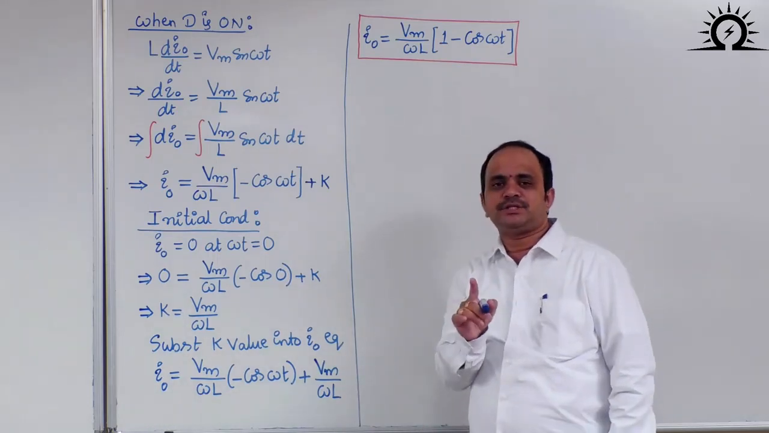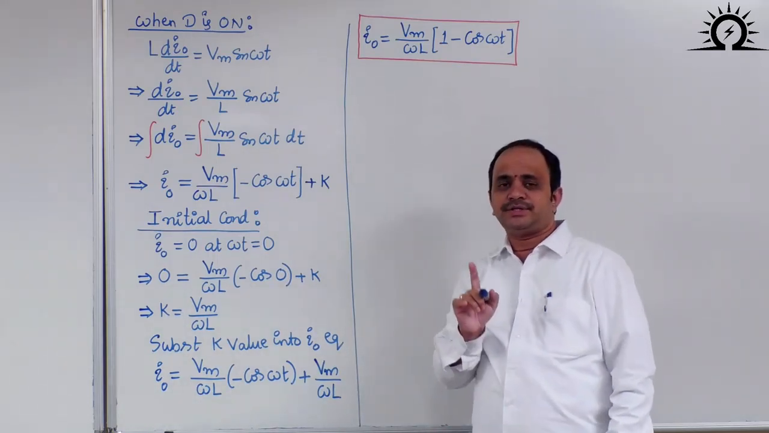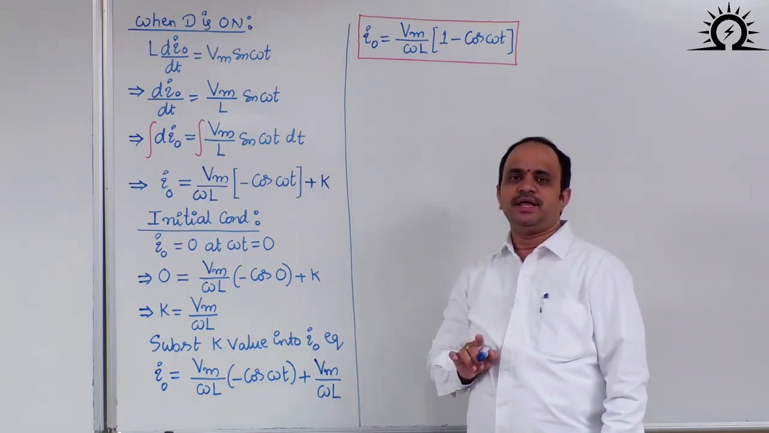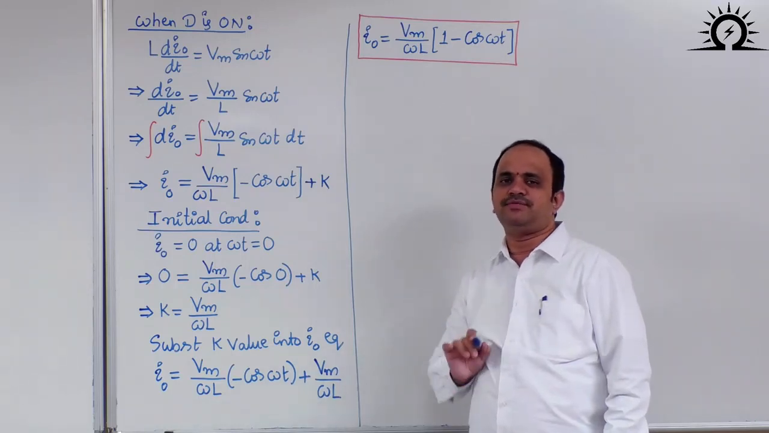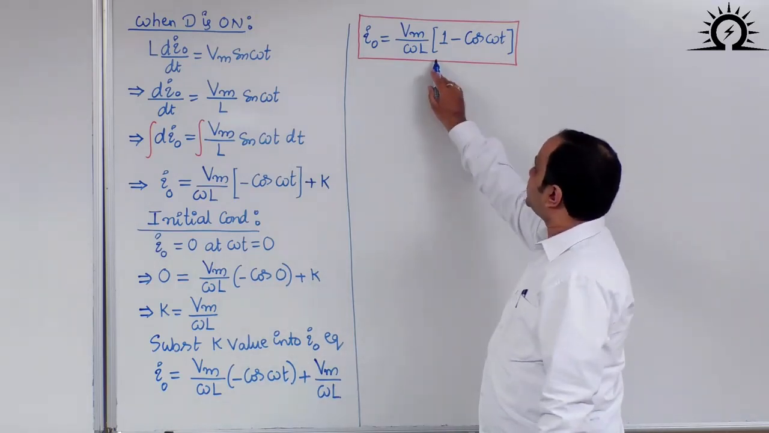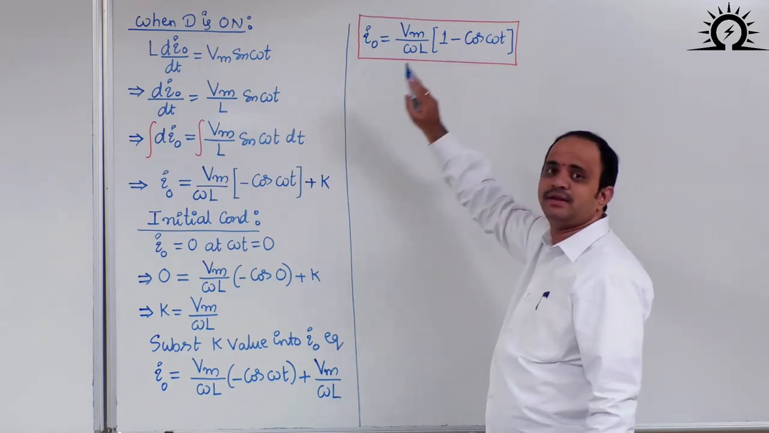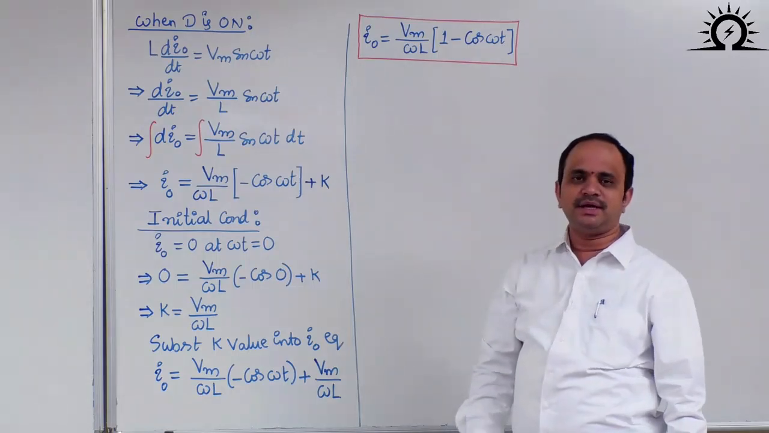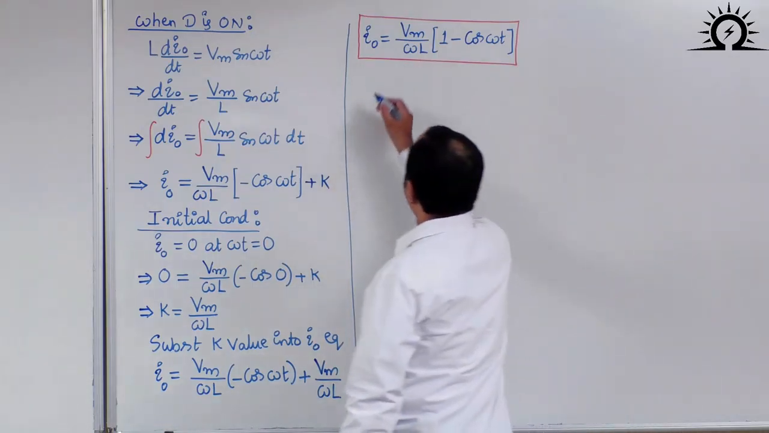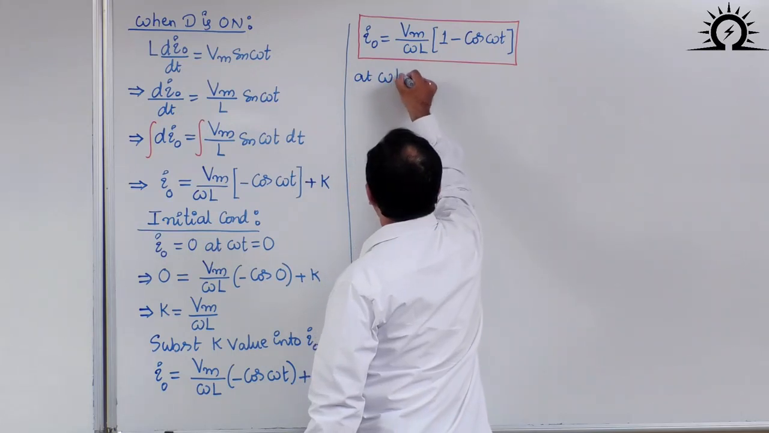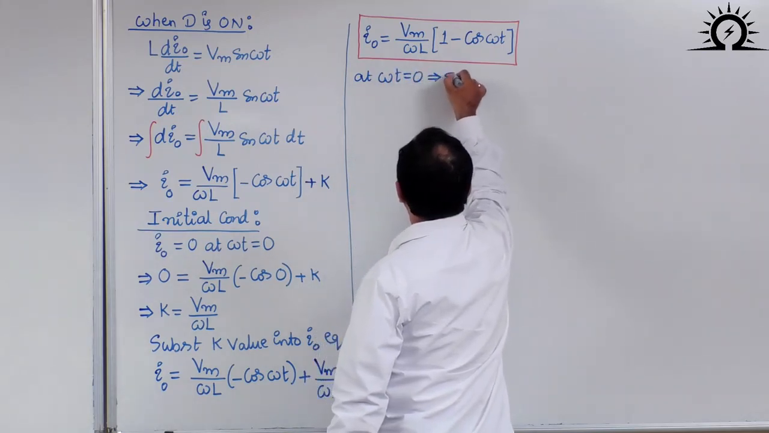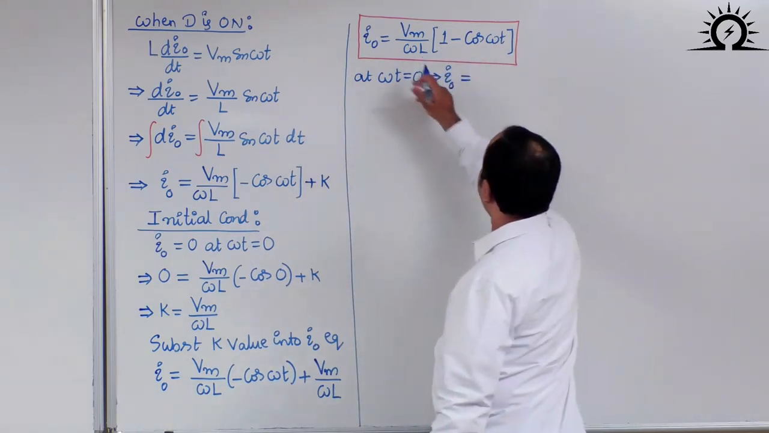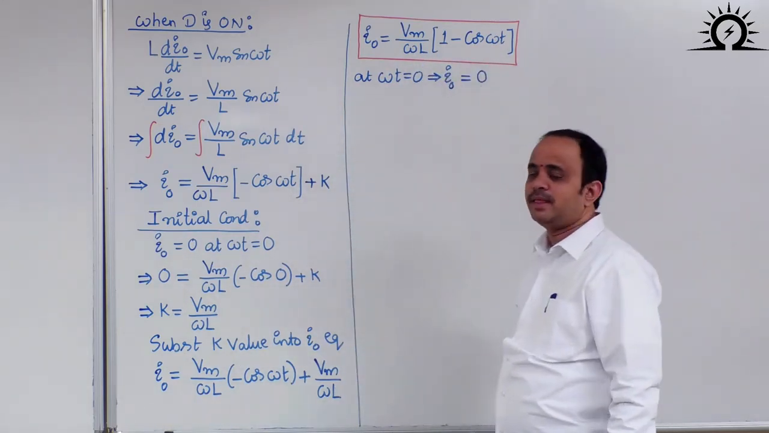Now, if you compare with respect to resistive load, what was I naught? We got Vm by R into sin omega t. Then we simply plotted a sinusoidal waveform. But now the I naught equation has a different profile. So we need to calculate what is I naught value at different instants. For example, if you take omega t is equal to 0, what could be your I naught value? Cos 0 is 1, then I naught value will be 0.